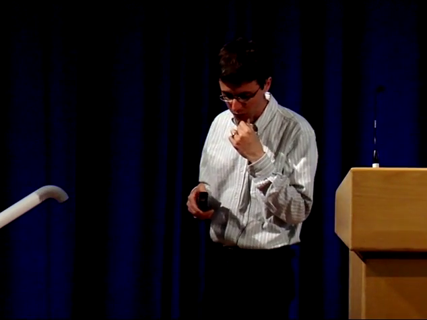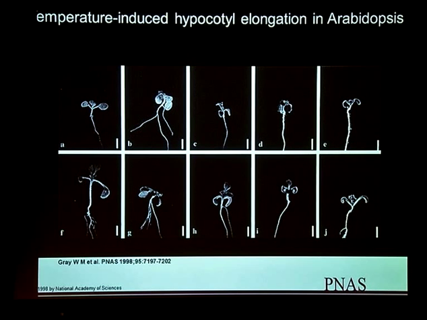And what Bill Gray showed was that it's very simple, but if you grow a plant at warmer temperatures, so if you grow an Arabidopsis seedling at 28 degrees, you have a very advanced increase in the length of hypocotyl elongation. So this is a plant grown at the control temperature of 22 degrees, and this is a Columbia seedling grown at 28 degrees. And you can see there's a huge increase in hypocotyl extension.